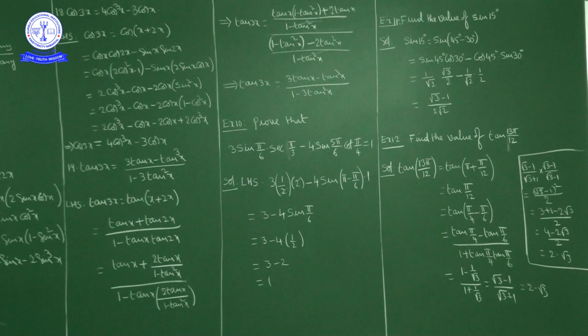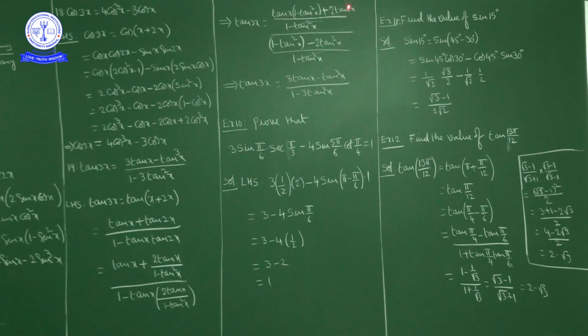Similarly, in the denominator also, taking LCM as 1 minus tan square x, we get 1 minus tan square x minus 2 tan square x, by 1 minus tan square x. 1 minus tan square x, 1 minus tan square x cancel. So numerator: tan x into 1 minus tan square x. If you multiply tan x here, tan x minus tan cube x plus 2 tan x.